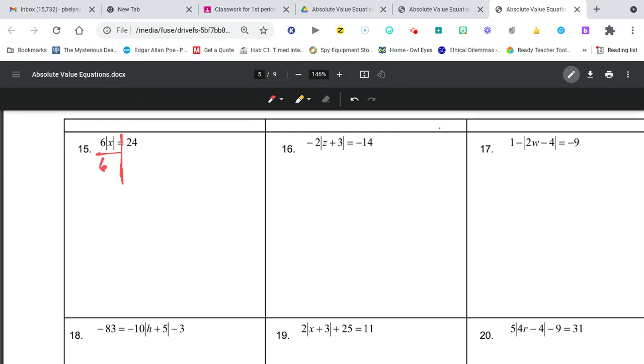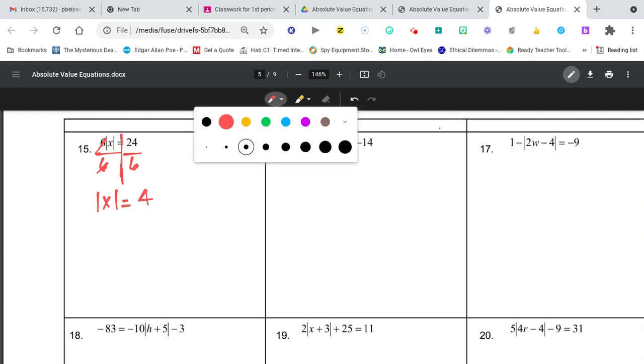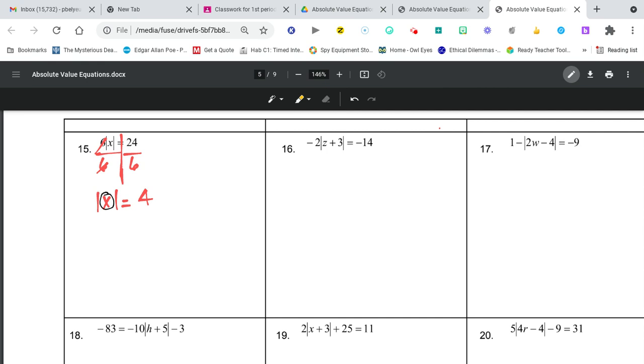Okay, divide both sides by 6 because it's mashed together. Mashed together means that the operation is multiplication. And to solve it, you need to do the opposite, which is division. And you're going to solve here, and you'll get the absolute value of x equals 24 divided by 6, which is 4. And I don't like writing it down on the side. So I have the absolute value of x equals 4. So now I can focus on what's on the inside, which is x, and set it equal to a positive version of 4 and a negative version of 4. And that's all you do.